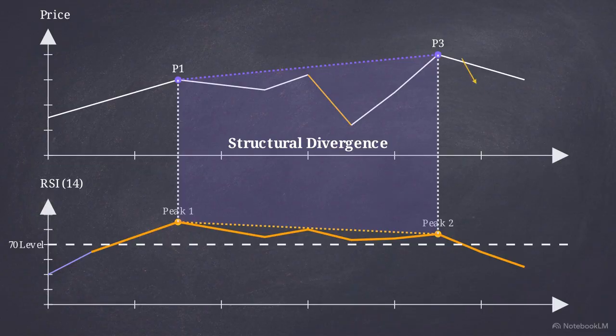This creates a failure swing, forming an M pattern below the 70 line, confirming momentum no longer supports the move. Structurally, this means institutional buying power is reaching its limit. The internal engine of the trend is losing pressure. This confirms that the primary trend is losing its underlying strength, making a significant retracement likely.